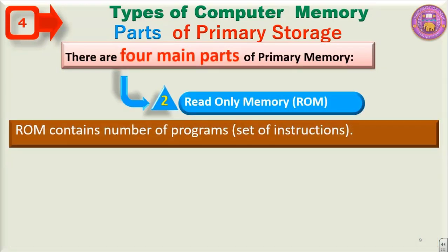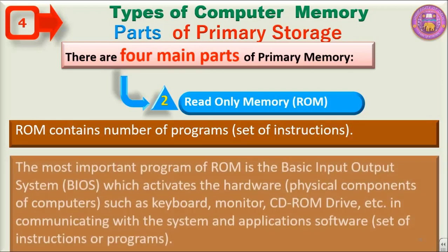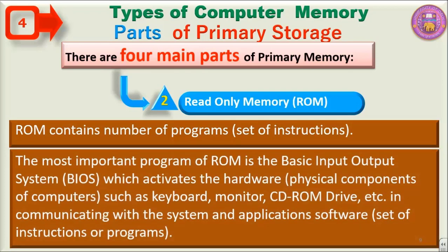ROM contains a number of programs, that is, a set of instructions. The most important program of ROM is the basic input-output system, BIOS, which activates the hardware, that is the physical components of the computer such as keyboard, monitor, CD drive, etc., in communicating with the system and application software, that is set of instructions or programs.